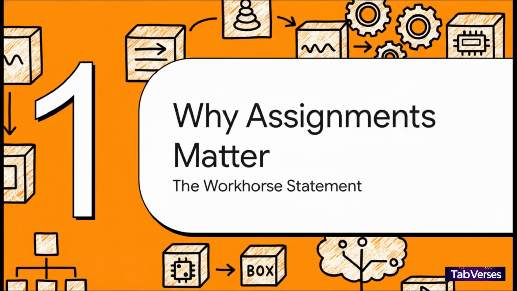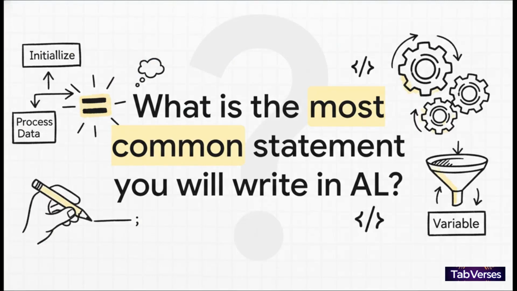Think about it. Everything you do in code, whether you're figuring out an invoice total or just updating a simple customer address, it all comes down to one thing: moving data around. And the main tool you have for that job, that's the assignment statement. So, here's a quick question for you. What do you think is the single most common statement you're going to write in AL? Seriously, the one line you'll type more than anything else. Yep, you guessed it. It's the assignment statement.